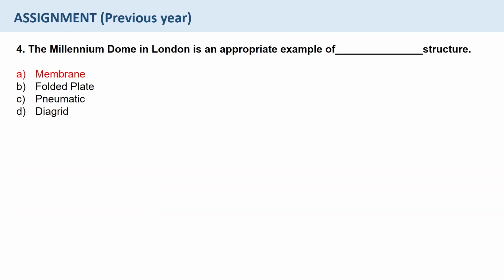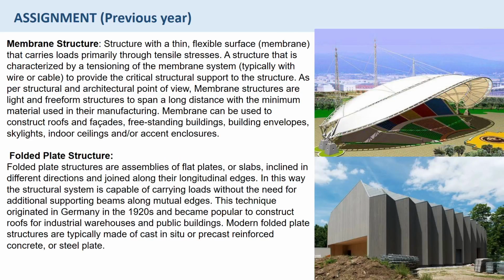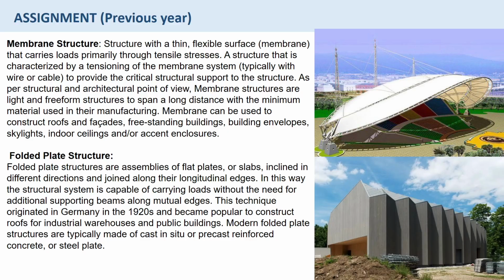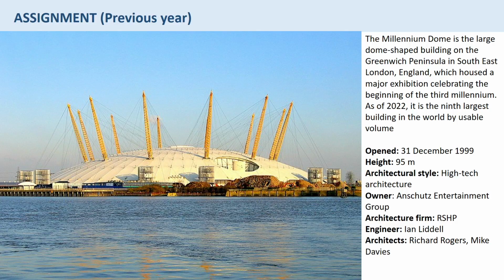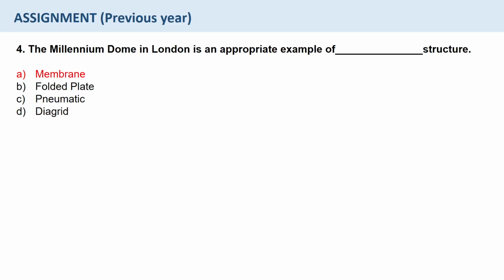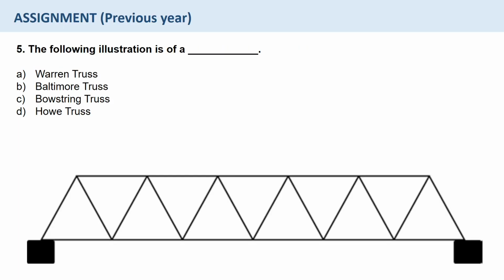So our answer is that the Millennium Dome in London is an appropriate example of a membrane structure, because it's a dome with a membrane structure. It has different masts and cables which are holding the tensile structure, and the curved surface of the fabric structure, or the tension fabric, is taking the load. So the answer is 4. Yeah, it's an example of a membrane structure.